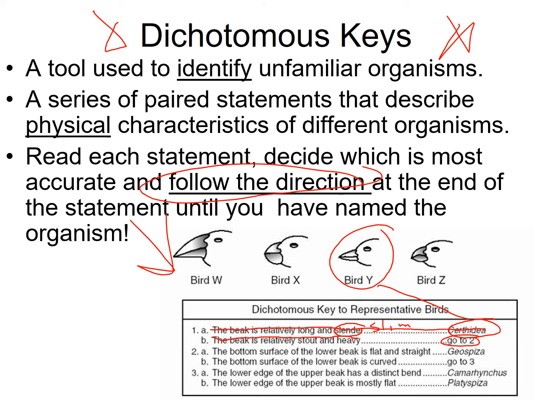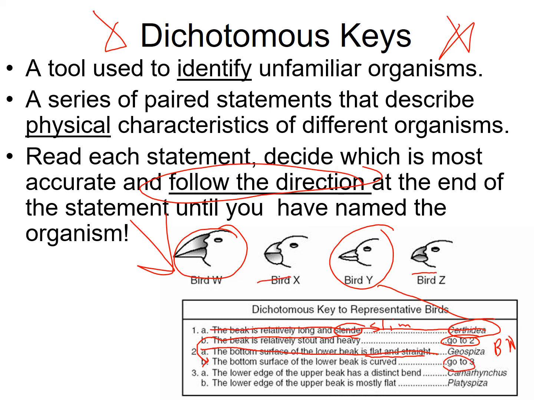Number 2A says the bottom surface of the lower beak is flat and straight. So he's got a big beak and it's flat and straight here. Because it's flat and straight, we know that is bird W. Once we finish that, we mark it off. The next one says the beak is relatively stout and heavy. When you go down, it says the bottom surface of the lower beak is curved. It says go to 3.